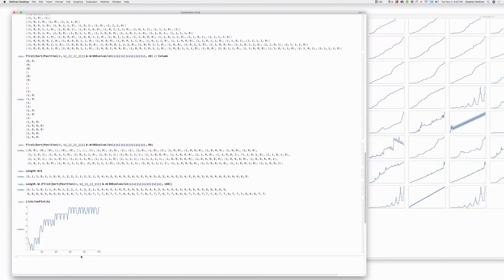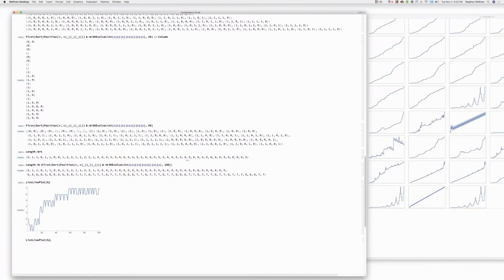And an interesting thing to compare to this would be the actual overall depth of the expression. So let's take a look at that. So this is asking for each of those. So let's do this.